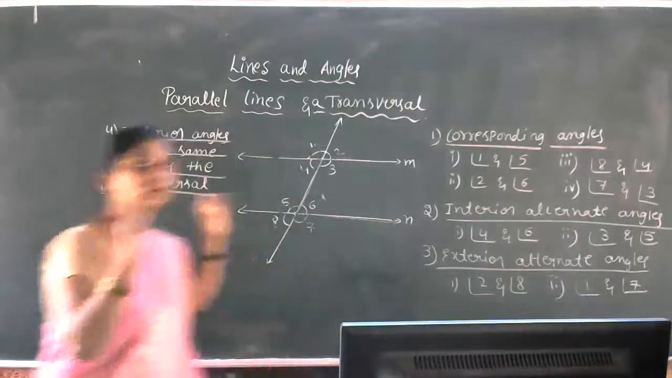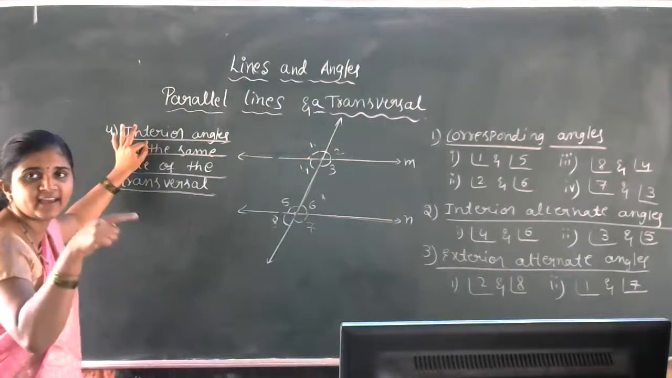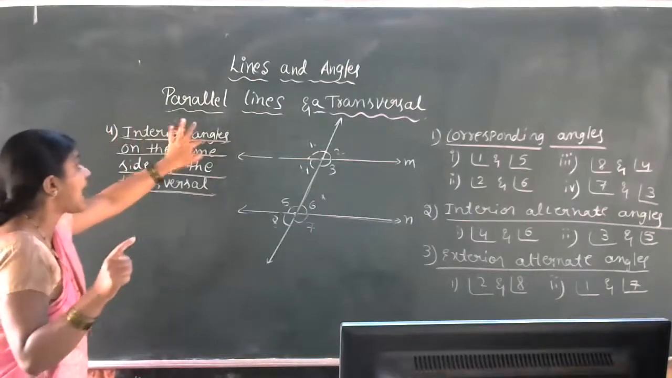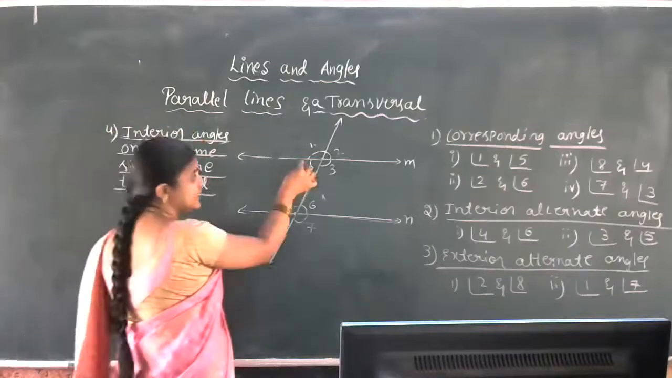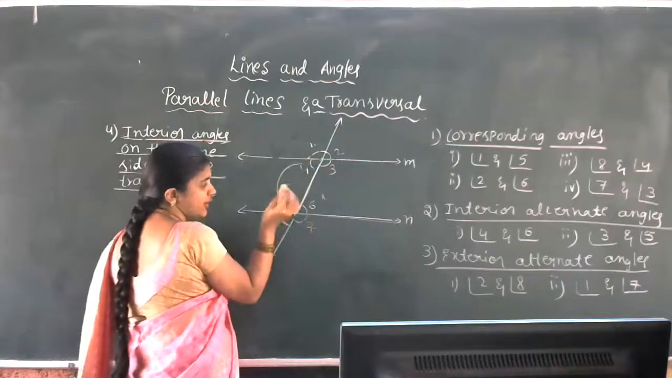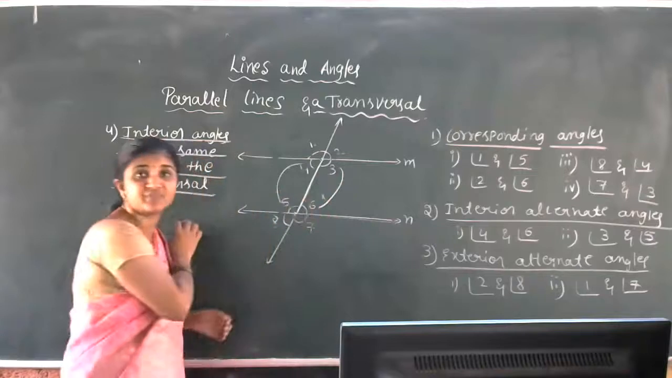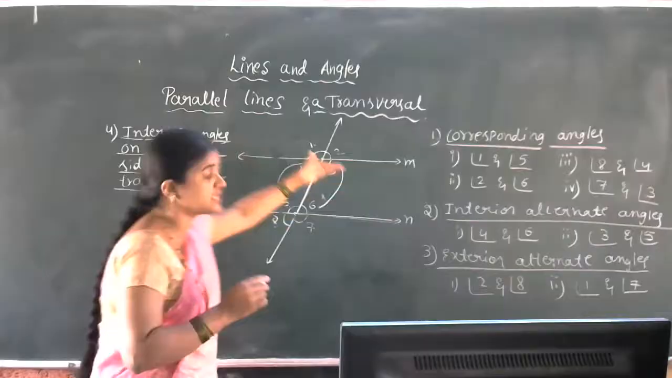Let us see the word interior, in the sense inside. Interior angles on the same side of the transversal. Angles on the same side, same side in the sense this is one side. So on the same side are 4 and 5. Another side is 3 and 6. Got the idea of this angle? Interior in the sense we have to take only these 4 angles.